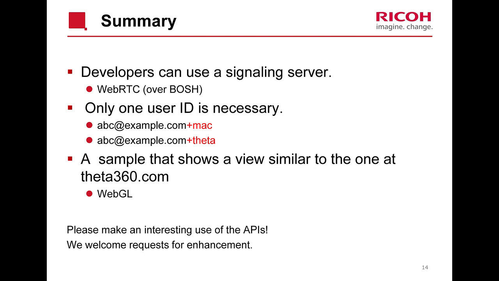Let me summarize my part of the presentation. This time, a signaling server is made available to you free of charge. A technology called WebRTC is realized by the Bosch protocol. As a key point, I explained about the user ID. By suffixing one registered user ID with a plus sign followed by different strings, the email address can be used for multiple users. And the THETA 360-like view we saw earlier.